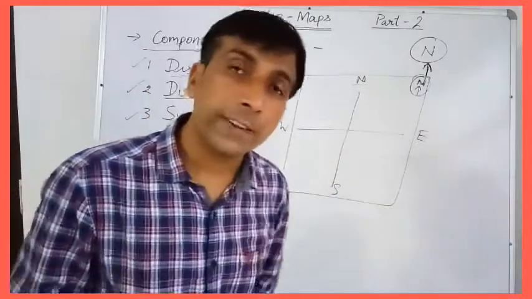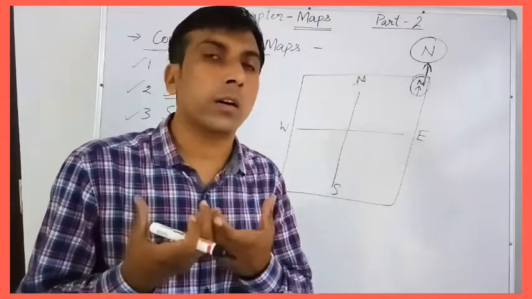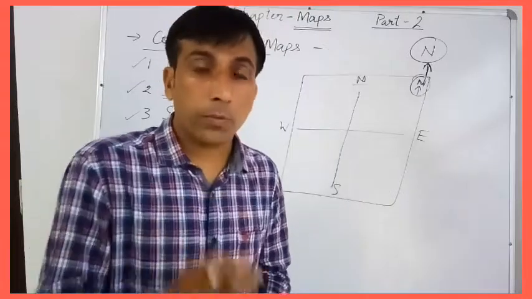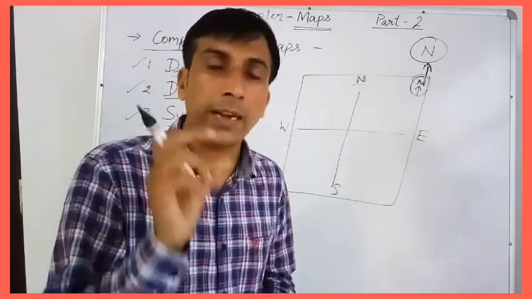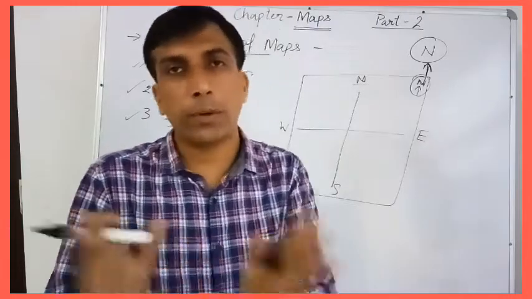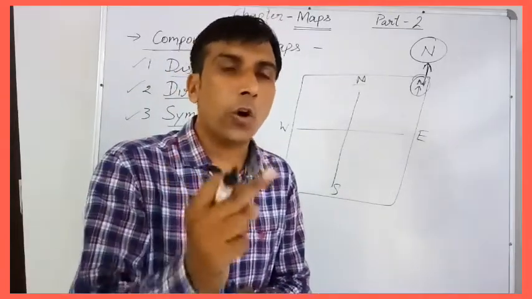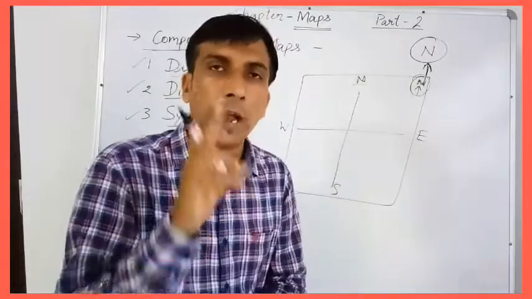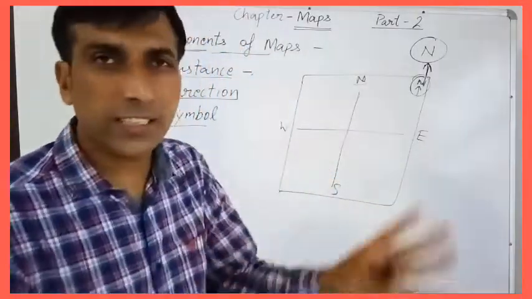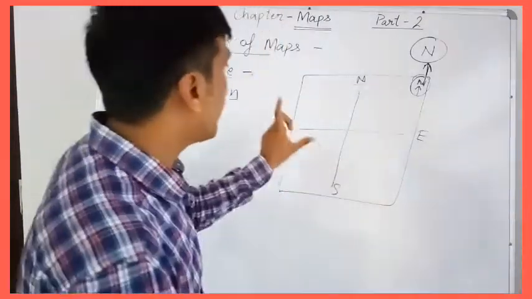Directions are very important. For example, you are using a map of a city where you are new and unfamiliar. By using that map and the directions on the map, you can reach the particular place wherever you want to go, if you have knowledge about the directions. So directions are very important. Without directions, there is no use of a map. There is no utilization of a map.